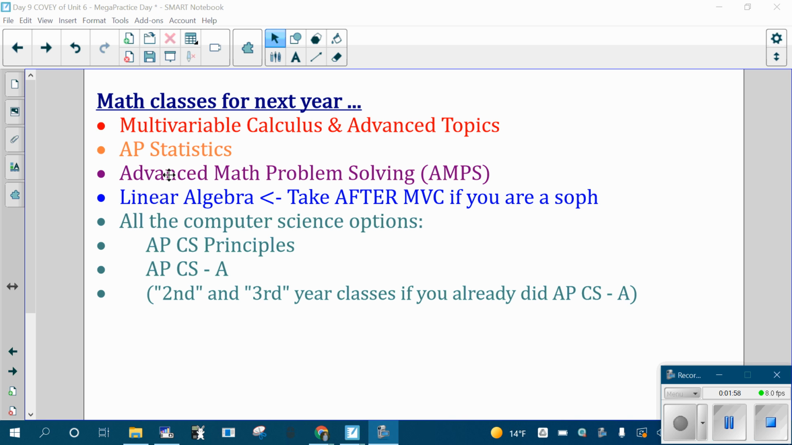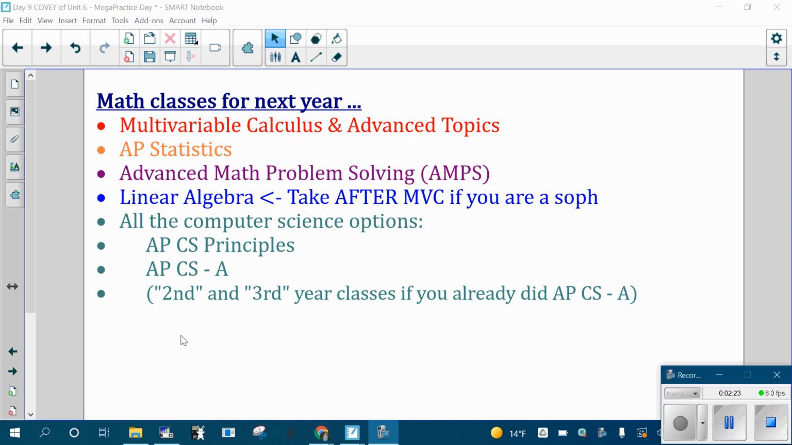I wanted to bring up AMPS is going to potentially be a class again next year, Advanced Math Problem Solving. It is a cool class. It's kind of like a math teamy kind of class where you're kind of solving non-traditional math problems. You might just be like, hey, how would you solve a problem like this? And you'll talk about like cool, weird problems that are like very different than like algebra problems. They're just kind of like cool math problems.